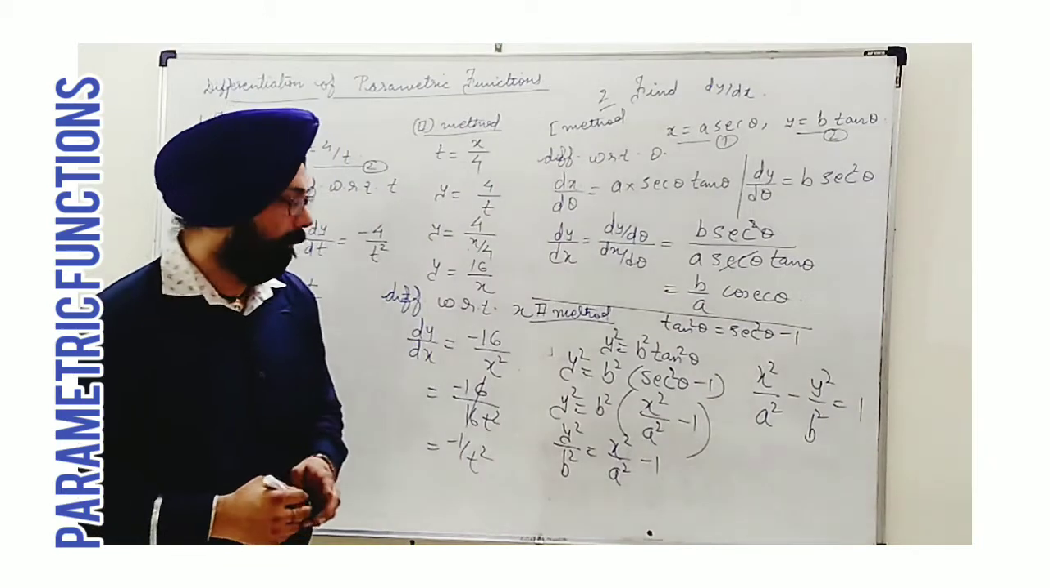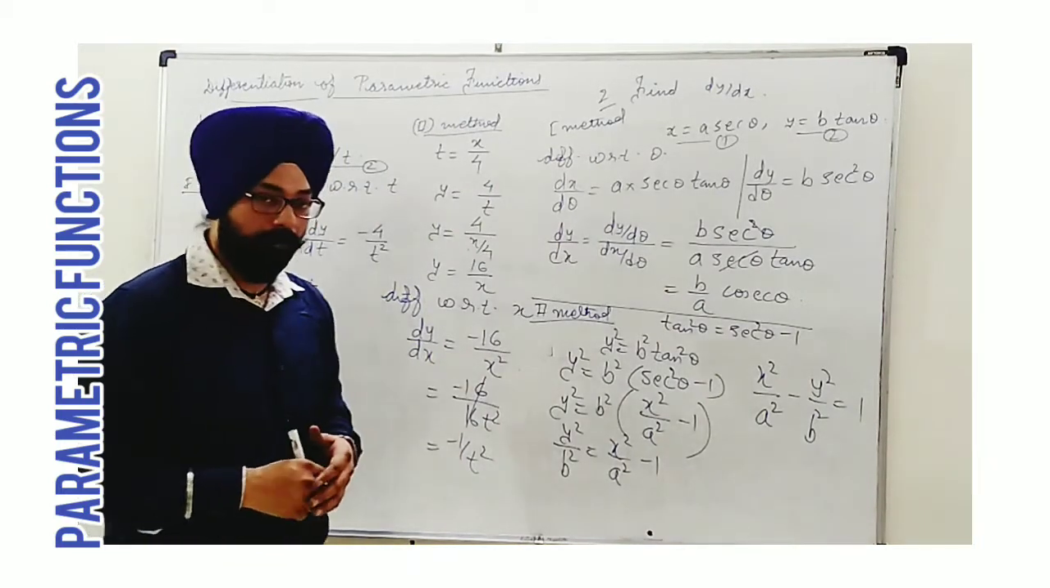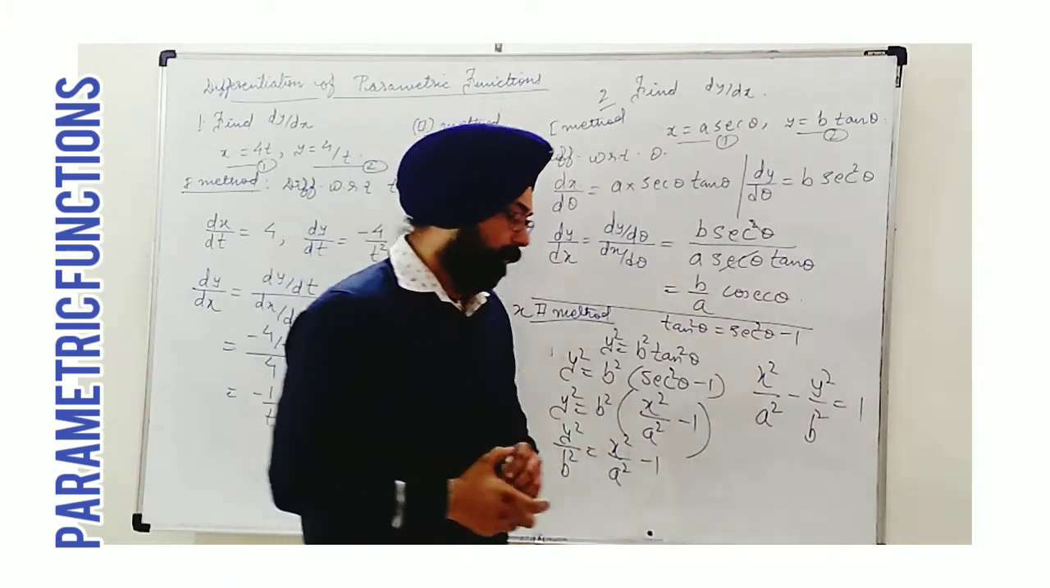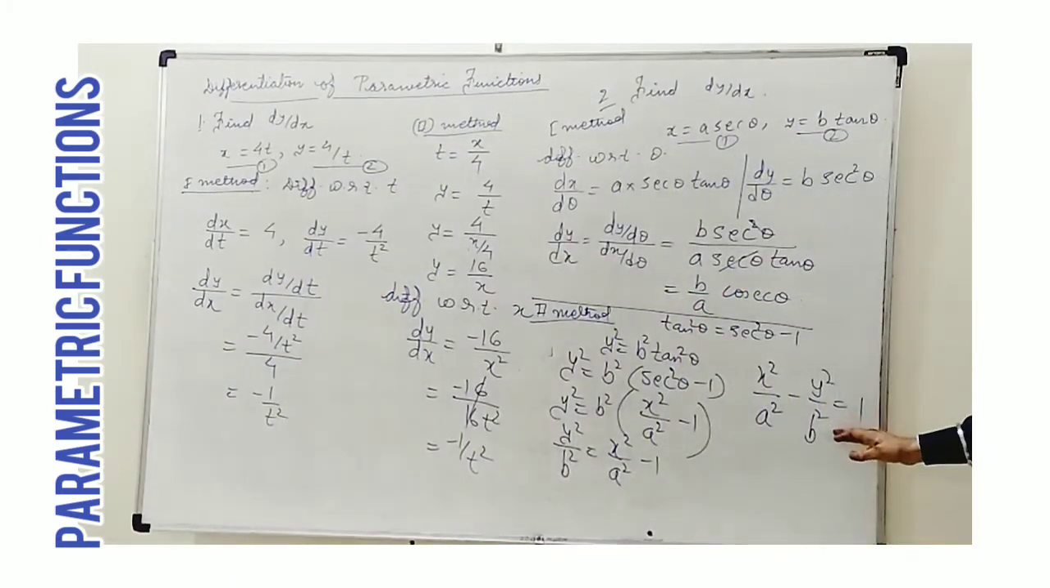We can see this is a hyperbola. Okay, this is a hyperbolic equation. So we get the curve. Now we can directly find it by differentiating with respect to x. We can find the value of dy by dx. Okay, now that also I will show, please.